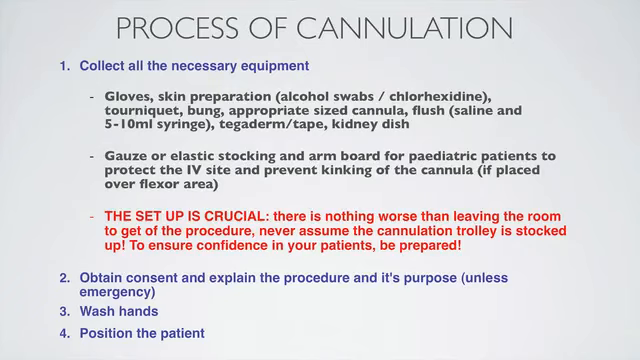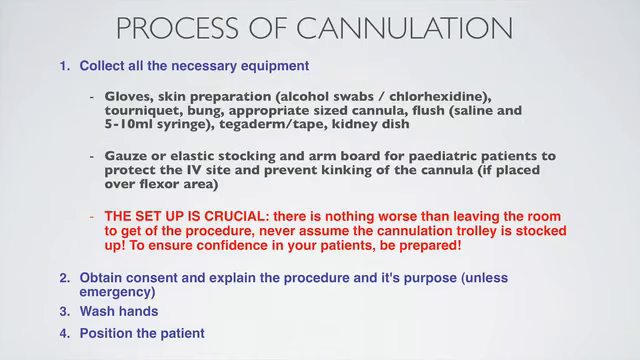So what you need for cannulation is some gloves for personal protection, skin preparation such as alcohol swabs or chlorhexidine, a tourniquet, a bung, an appropriate size cannula, a flush, which is normal saline in a 5 to 10 ml syringe, which you'll have to draw up yourself, Tegaderm tape, which is just a transparent adhesive tape, and a kidney dish to hold all your equipment in.